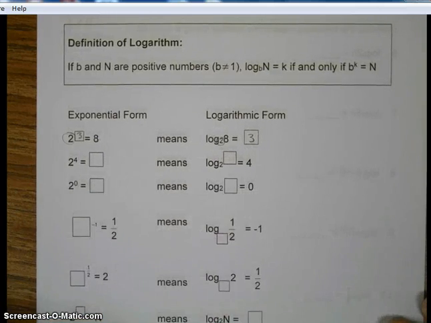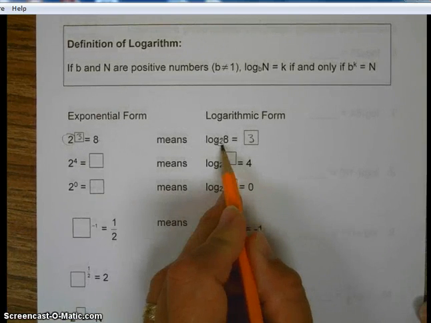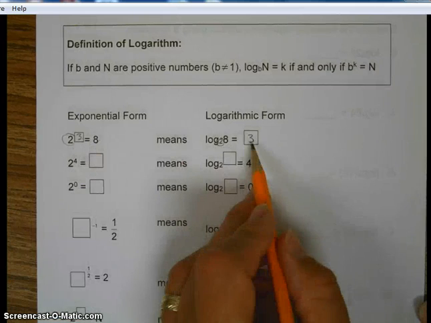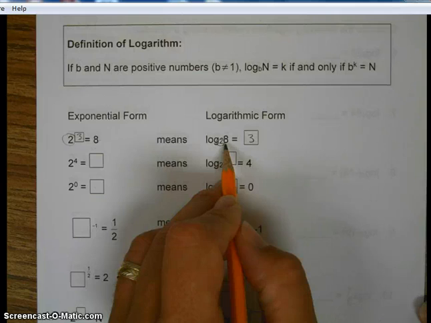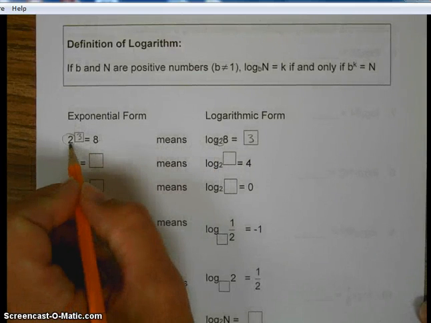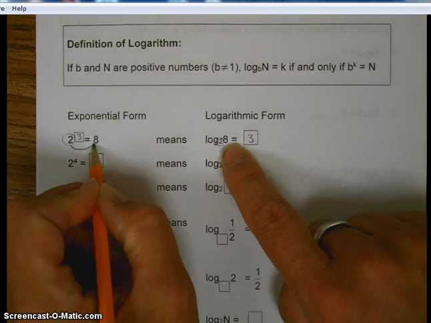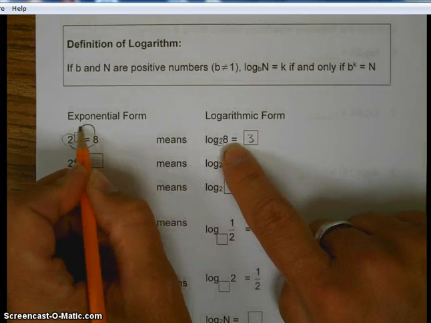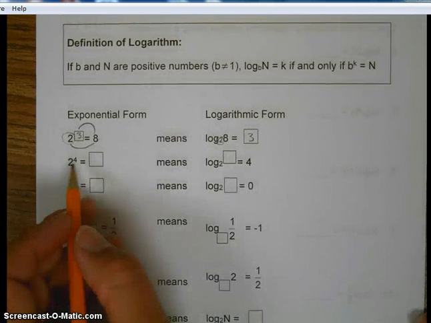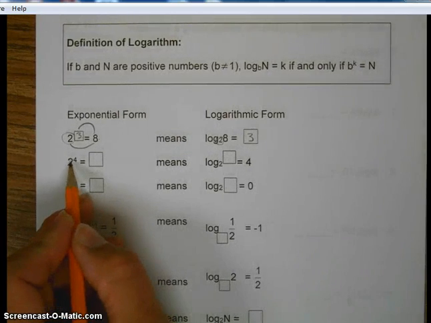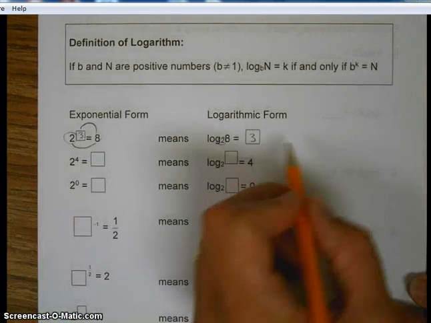So you just need to know placement. The base will go here, the exponent will go here, and then the 8 will go in the argument spot. It kind of goes in a circular pattern. First the base, then the argument, then the exponent.